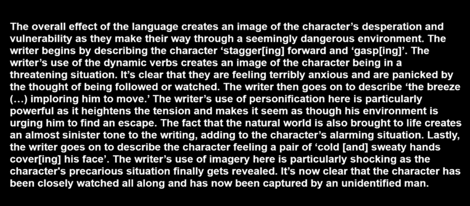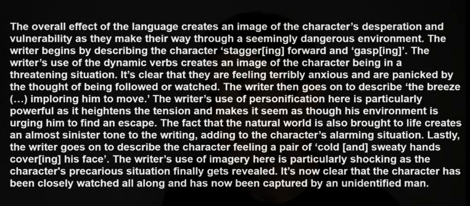Lastly, the writer goes on to describe the character feeling a pair of cold and sweaty hands covering his face. The writer's use of imagery here is particularly shocking as the character's precarious situation finally gets revealed. It's now clear that the character has been closely watched all along and has now been captured by an unidentified man. And then of course you would move on to your second paragraph, and it's important to note that the overall effect would be different.